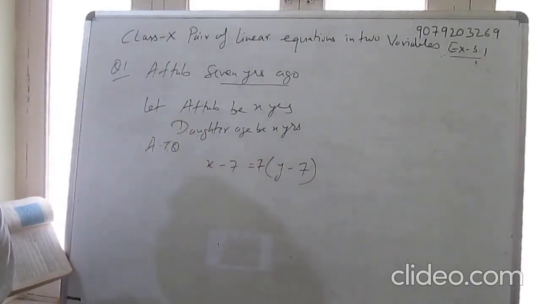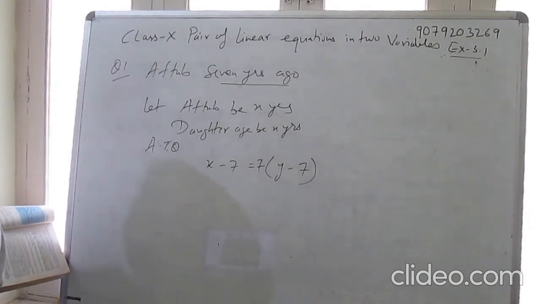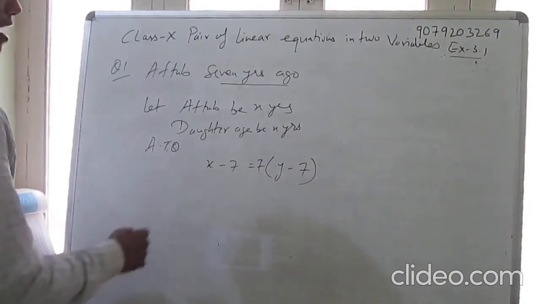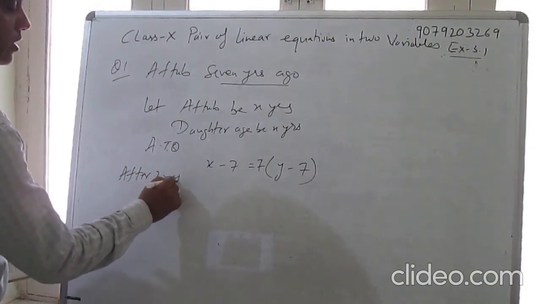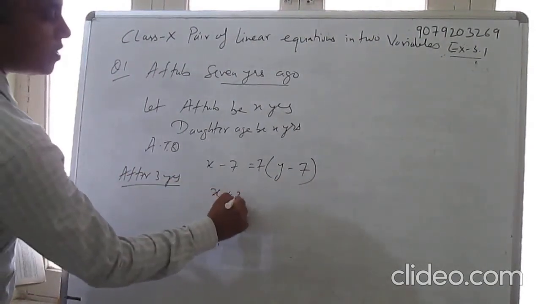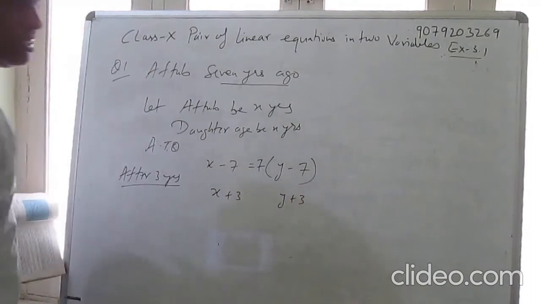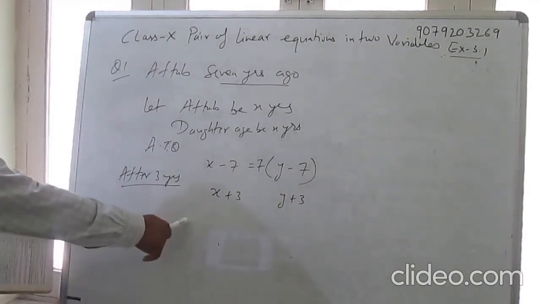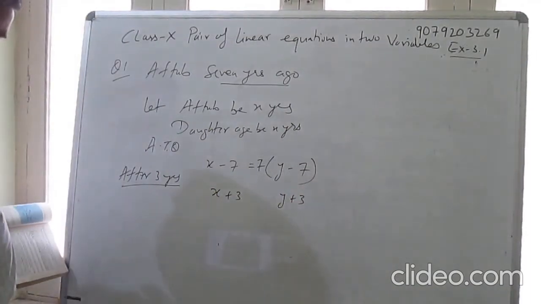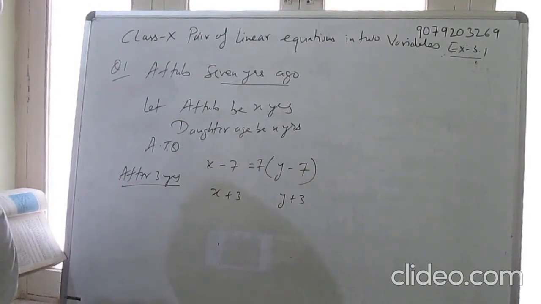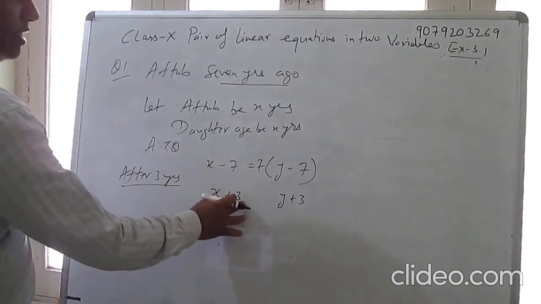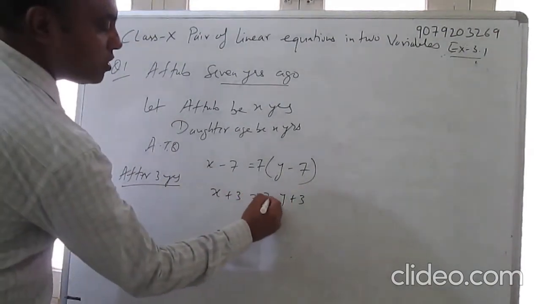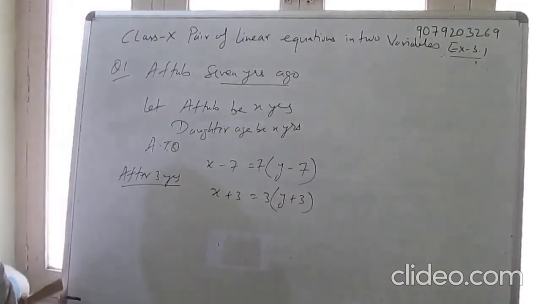Now the second situation arises. I shall be 3 times as old as you will be. So after 3 years, Aftab is x plus 3, daughter is y plus 3. 3 years later, x plus 3, y plus 3. I shall be 3 times as old. So we multiply the daughter side by 3.